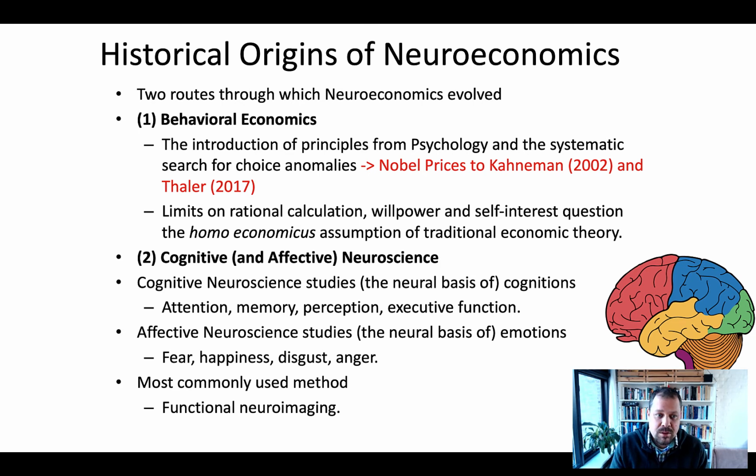At the same time, cognitive and affective neuroscience have been developing. In the 1990s, functional magnetic resonance imaging was introduced, leading to a whole new range of research that was then made possible by correlating brain activity with behaviors that participants were performing inside the scanner. So you had cognitive neuroscience on the one hand that studies the neural basis of cognitions, which include attention, memory, perception, and executive function. And you had affective neuroscience on the other hand, which studied the neural basis of fear, happiness, disgust, anger, basically emotions in general.